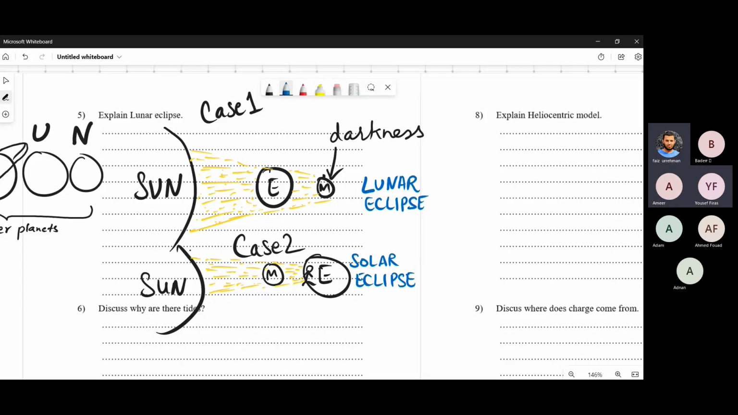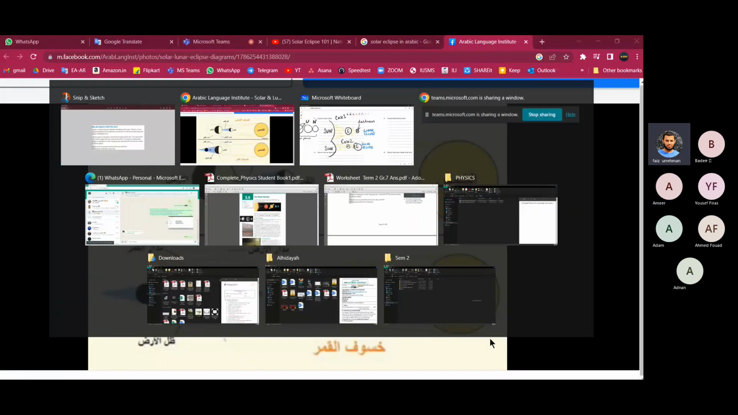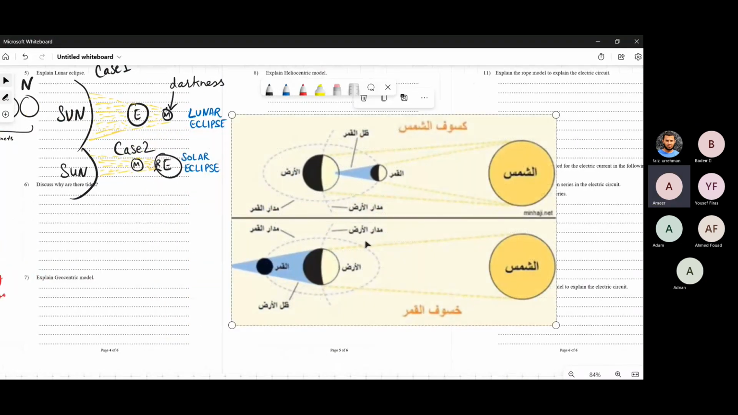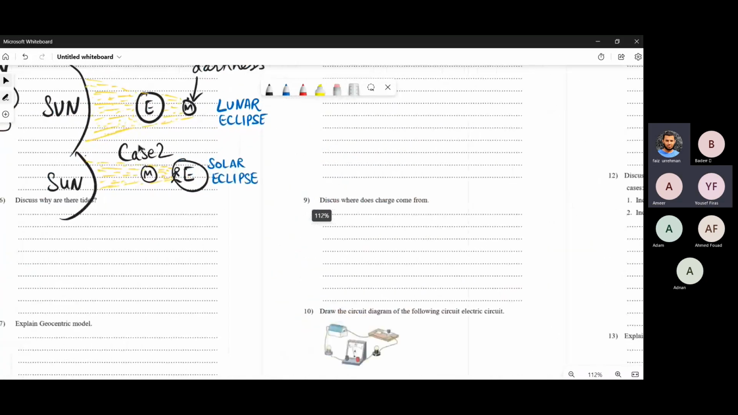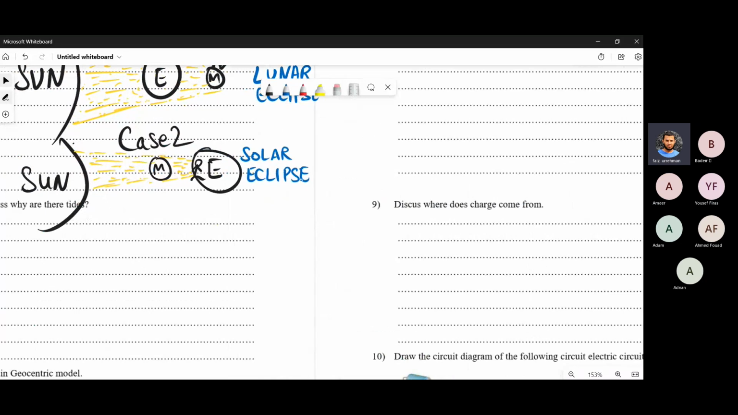I think you guys are confused. Sometimes we use it in our daily talking, the word Kusuf and Khusuf. Kasif and Khasif. I was correct. Look at this photo. What do you guys see? Kusuf Shams. You guys are saying Khusuf Shams. Solar eclipse. Okay, I'll write it quickly and then we will move on.